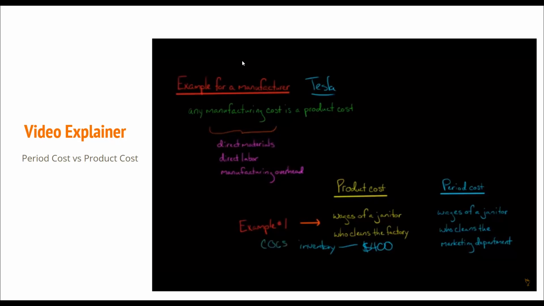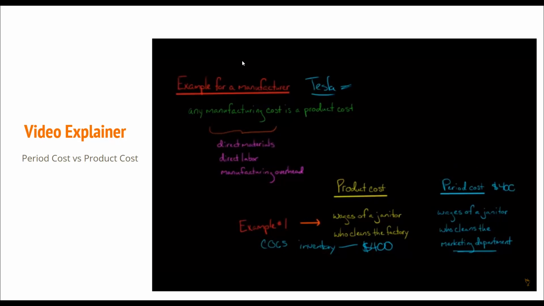Now, same company, Tesla, a manufacturer, and we've got a janitor who is cleaning the marketing department. If they're cleaning the marketing department, that is going to be a period cost. Even though Tesla is a manufacturer, its marketing department is not involved with manufacturing the product. So if you pay the janitor $400 for some work related to cleaning the marketing department or the accounting office or HR, it's not a manufacturing cost. It's not related to the factory or manufacturing the product, so it's going to be a period cost.